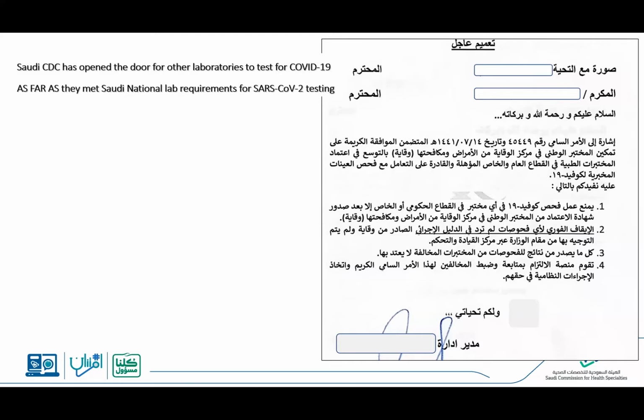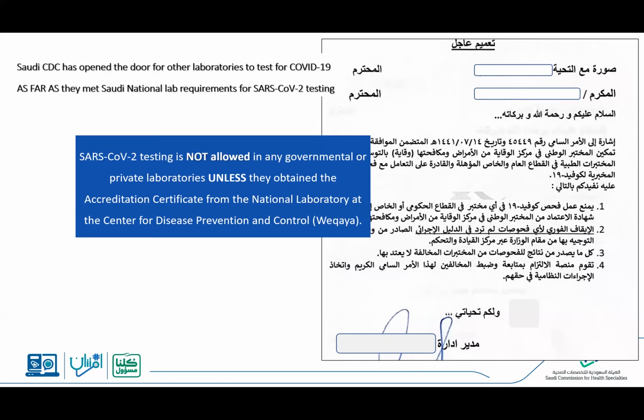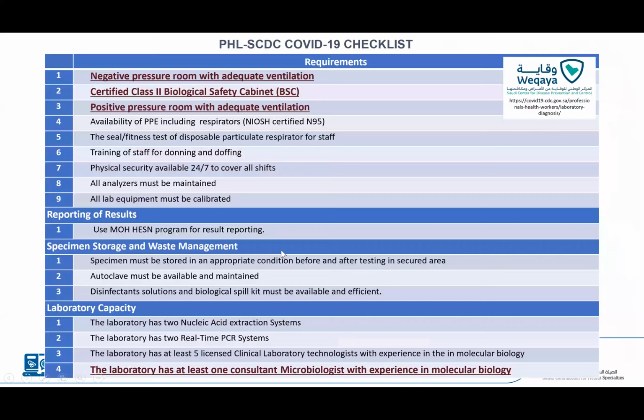The summary of this circular is that although the Ministry of Health allowed the testing of COVID-19 in different labs in Saudi Arabia, these labs are not allowed to test unless they obtain the accreditation certificate from the National Laboratory at the Center for Disease Prevention and Control in Saudi Arabia, WIQAYA. And this is the checklist on the Saudi CDC website, the minimum checklist to be accredited for COVID-19 testing.